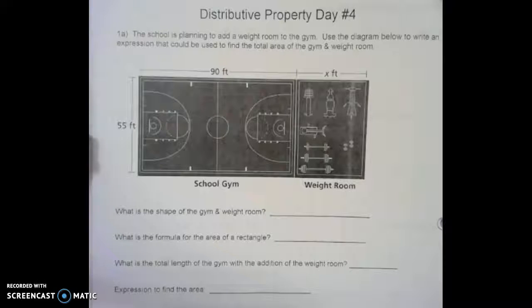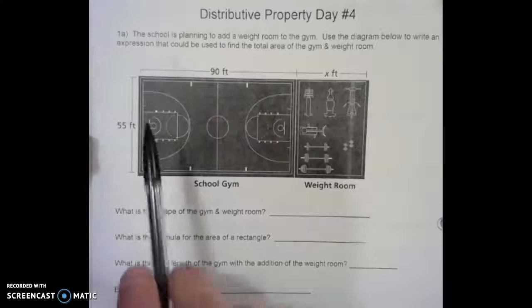Our lesson today is going to allow us to continue practicing with the distributive property, and in our first example we're told that the school is planning to add a weight room to the gym. It says to use the diagram below to write an expression that could be used to find the total area of the gym and the weight room. And so we see our diagram right here.